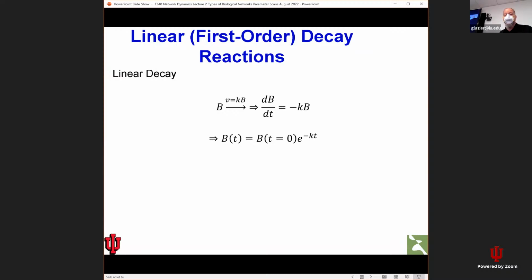If B decays, dB/dt is equal to minus K times B. That's exponential decay. That's called first order kinetics. So 0th order kinetics means my rate is independent of concentration. First order kinetics means it's proportional to concentration. Second order kinetics would be concentration squared. So in this case, I'm creating the molecule at a constant rate. The rate of decay goes up as I increase the amount of molecule.